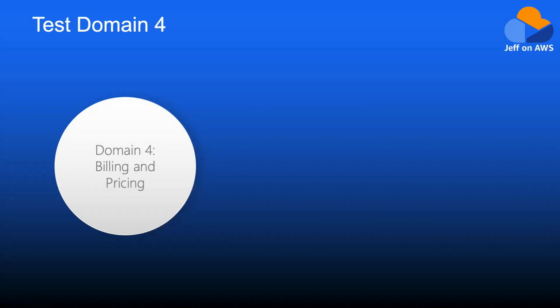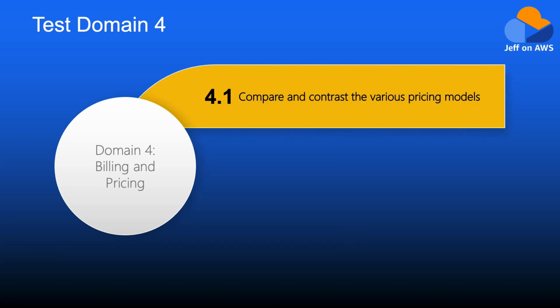Now let's talk about the last domain. This is billing and pricing, and this was the least weighted section, but still important content to know here. First, let's talk about how you compare and contrast the various pricing models. So one pricing model is called on demand. That means you are not making any financial commitment. You are just going to pay for what you're using.